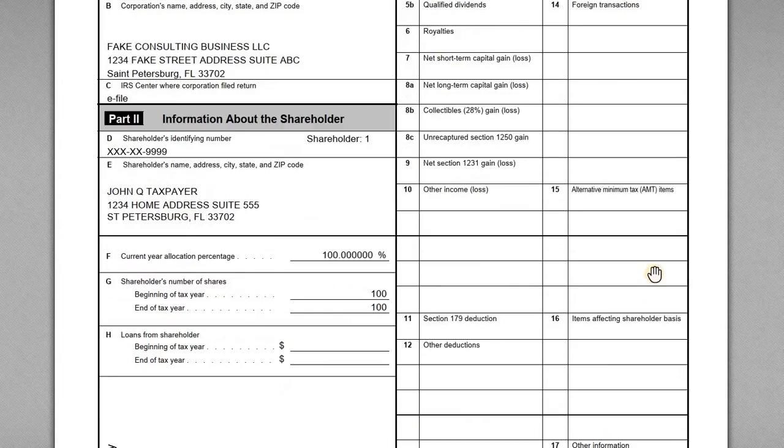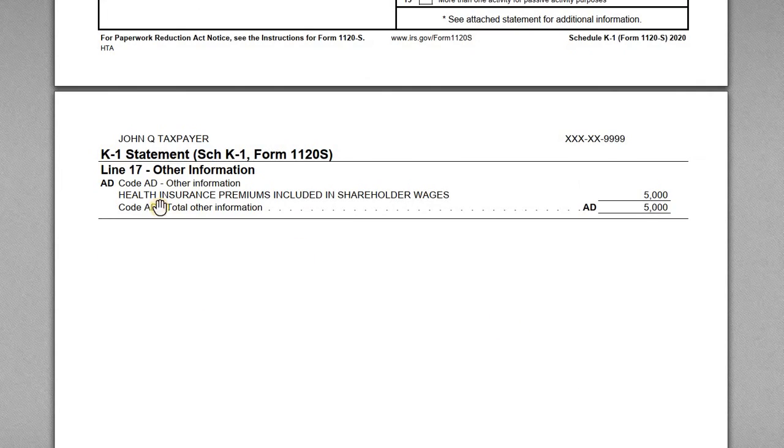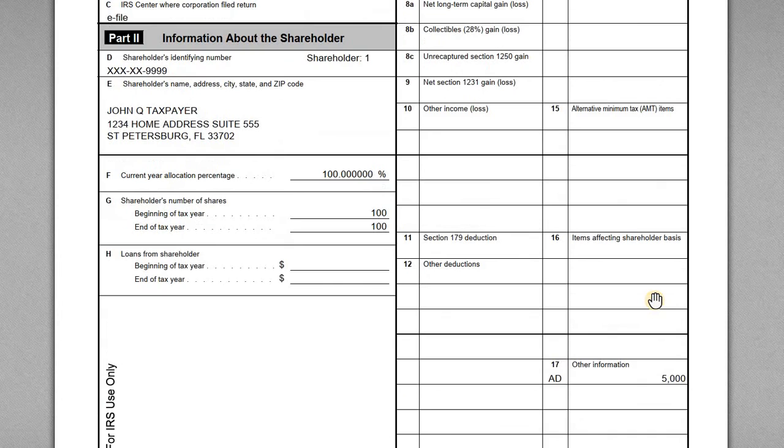John's the sole shareholder. And then what I like to do, and it's not technically necessary, but I think it's a good idea, is to include a supplementary footnote or other information piece that shows how much of wages include health insurance premiums. So box 17, code AD, $5,000, and then add a footnote here. States health insurance premiums included in shareholder wages, $5,000.